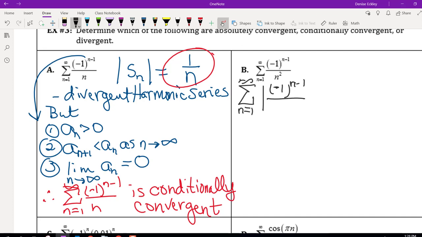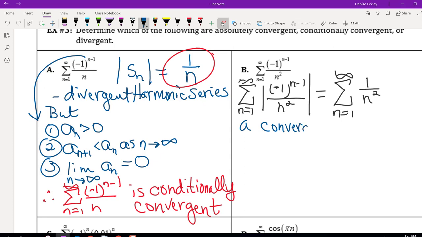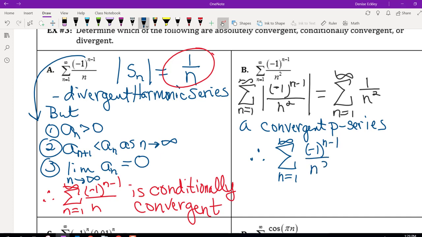Having a little trouble with my pen again today, like I did the last one. So this is just going to give me a convergent p-series, because I can now just ignore the -1 to the n, the alternating part, because taking the absolute value makes every term positive. And this is, of course, a convergent p-series. So since the absolute value converges, I can say, therefore, my given alternating series converges absolutely.